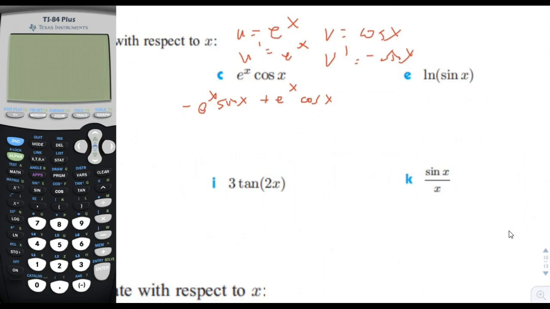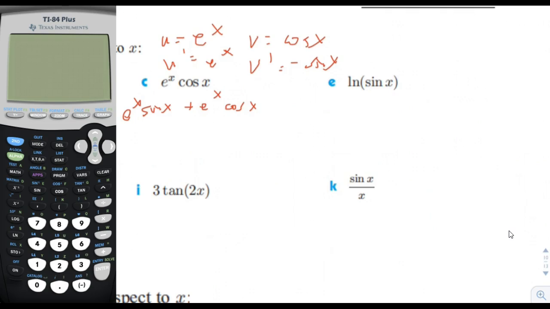Okay. E, natural log of sine of x. This is a function inside of a function, so we're going to use the chain rule. So we're going to first take the derivative of natural log, which is 1 over x, or in this case 1 over sine of x, because sine of x is the inside function. Then we take the derivative of the inside function, cosine of x, and we multiply it afterwards because we use a chain rule. That is equal to cosine of x over sine of x. Okay?